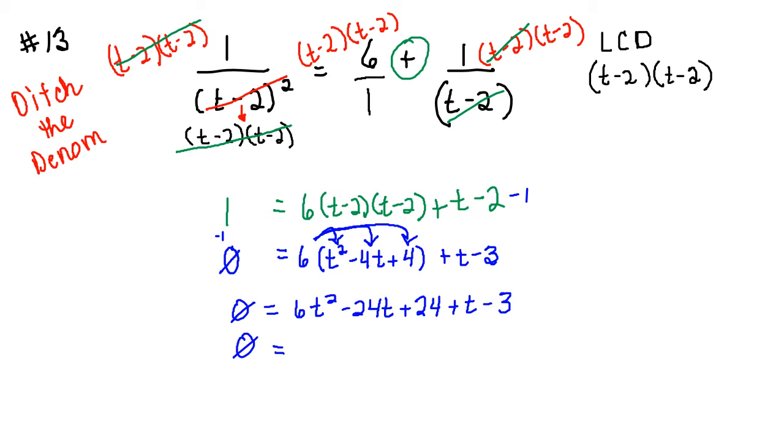And so, again, I'm going to combine some like terms. I know it's a little bit tedious with the t's in it. So a negative 23t plus 21. All right, now this looks like a rather large quadratic equation. But what they asked us for was the product of the roots.